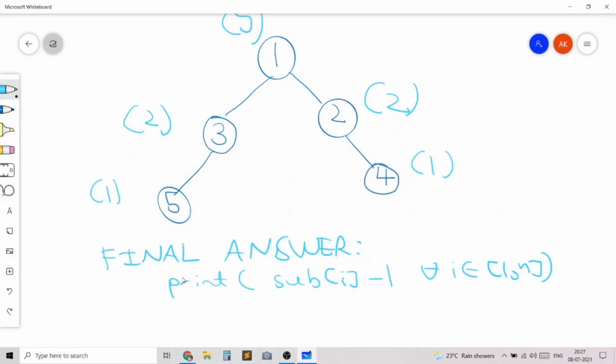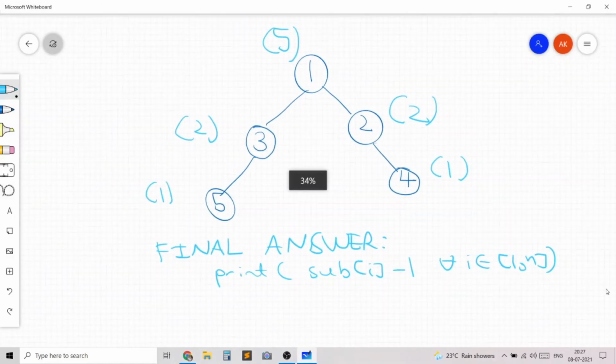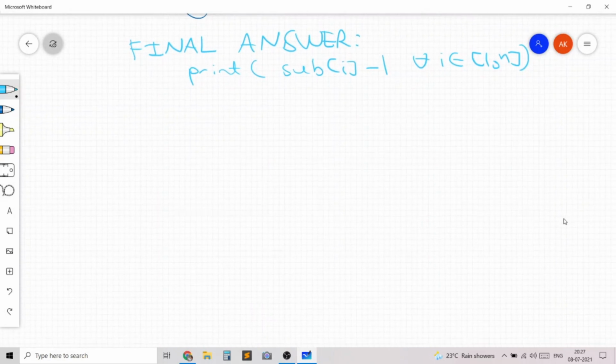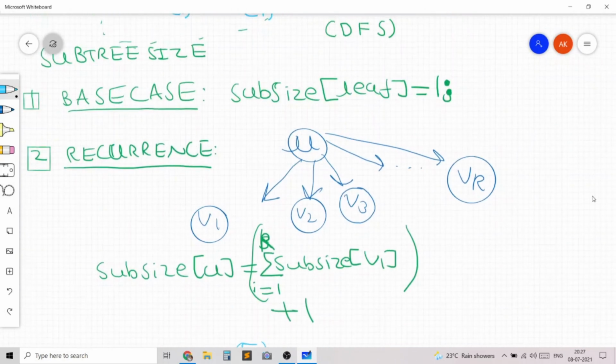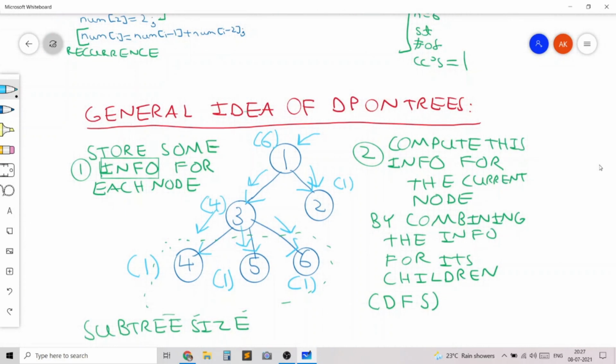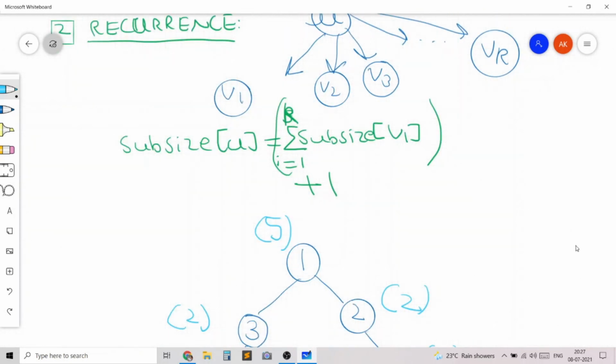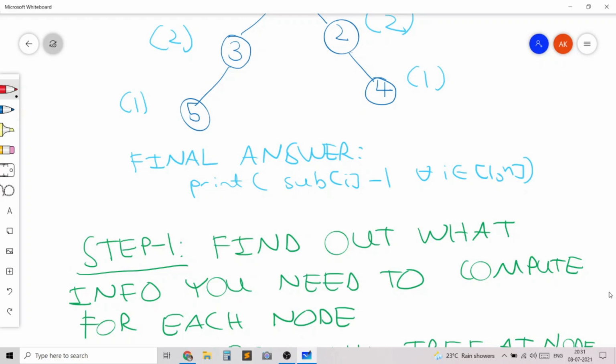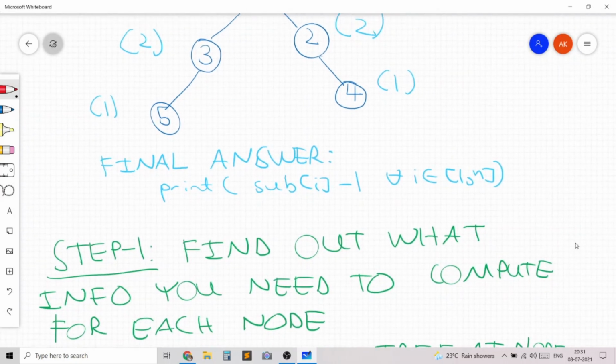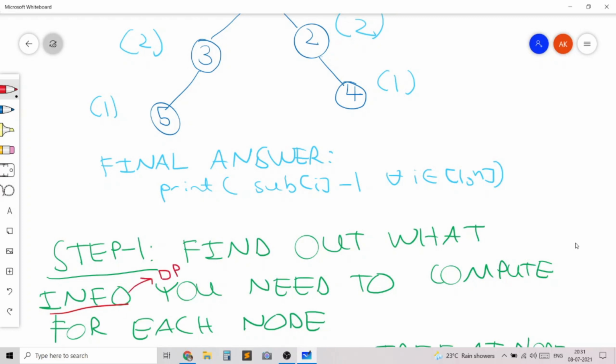However, let's look at a more generalized approach to see how we can approach any DP on trees problem, not just this simple example of computing the subtree sizes. So the 4 steps which you need to take in order to solve a tree DP problem are: first, you need to find out what info you need to compute for each node. This info which you will compute is actually the DP values.